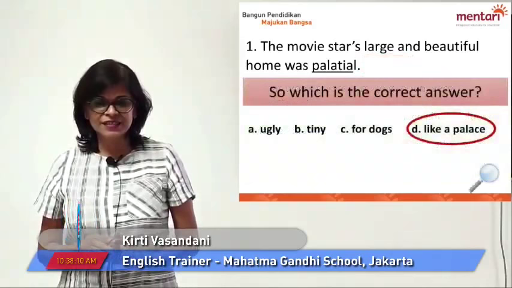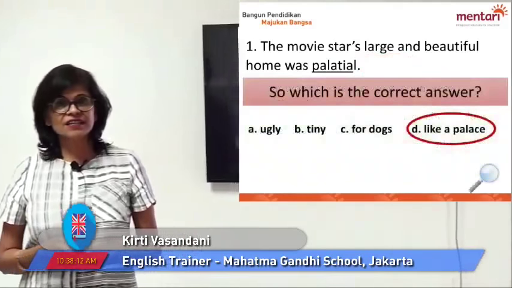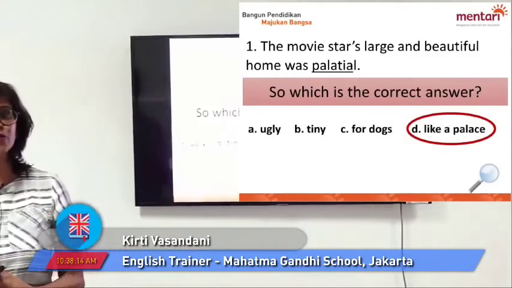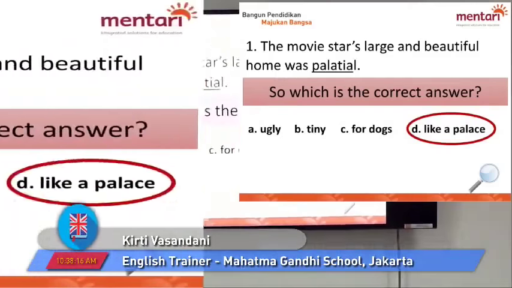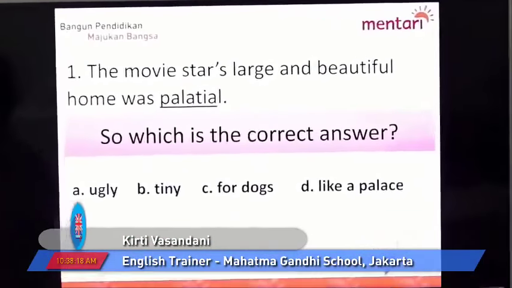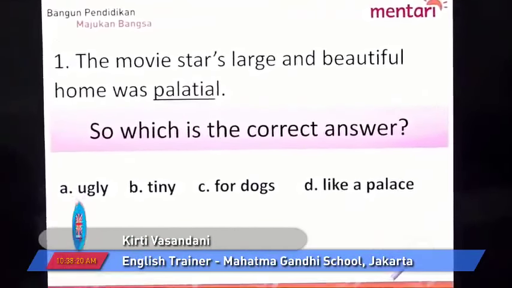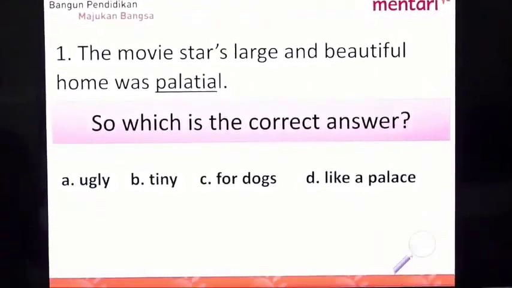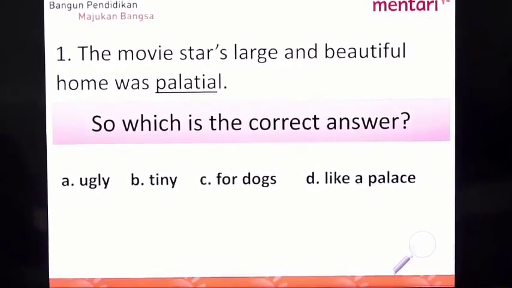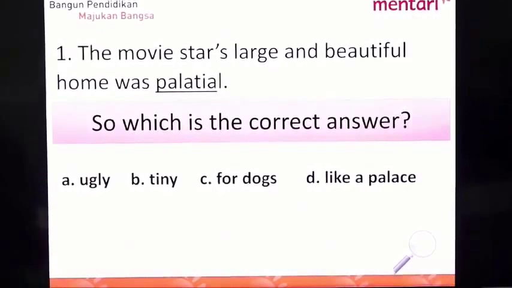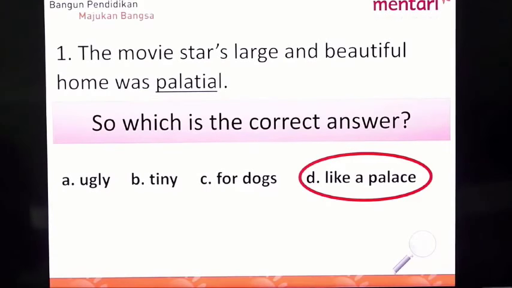Let's start. The movie star's large and beautiful home was palatial. So which is the correct answer? Ugly, tiny, for dogs, like a palace. You are right. Like a palace.